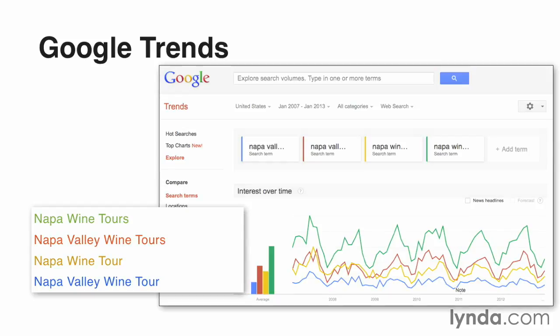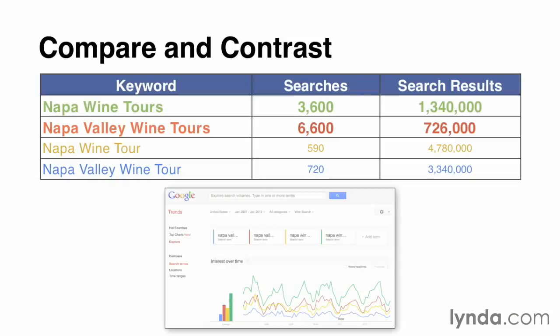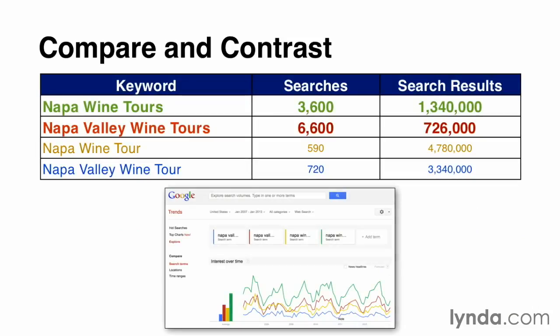We take this data, and I'll create a simple spreadsheet so that I can compare and contrast. My Napa Wine Tour is my broad term. As you can see, there are almost 5 million search results for Napa Wine Tour. However, that's a term that on average maybe receives 600 searches a month. So that phrase is very low on my priority list. Not a lot of searches and a lot of competition.